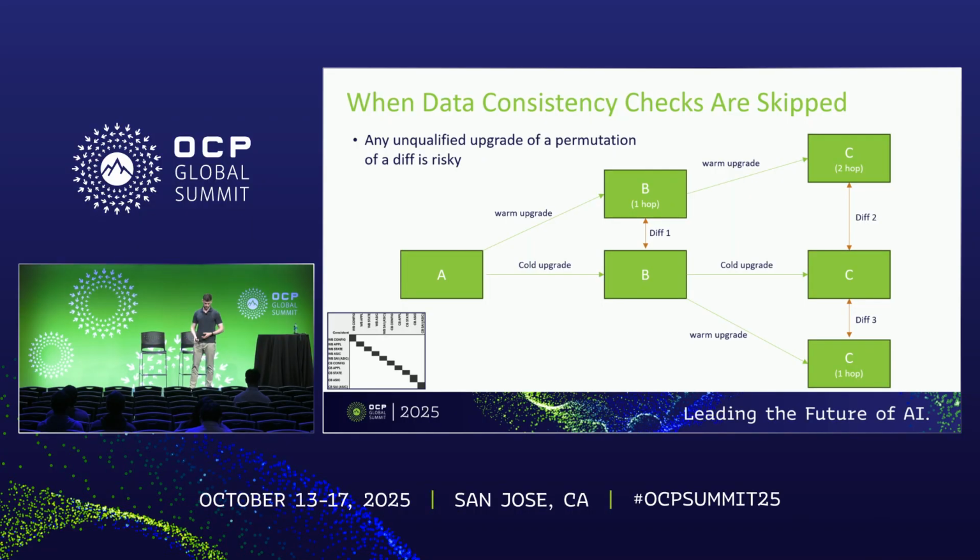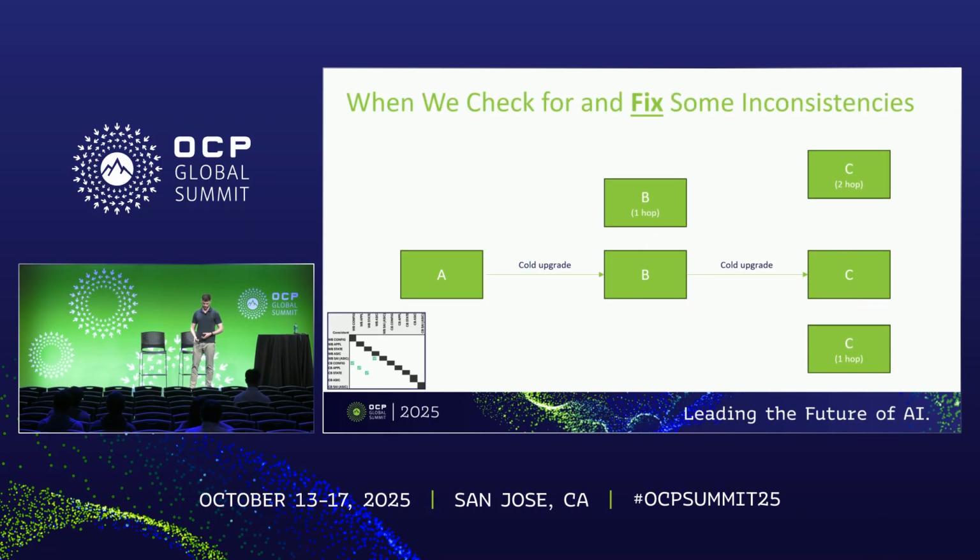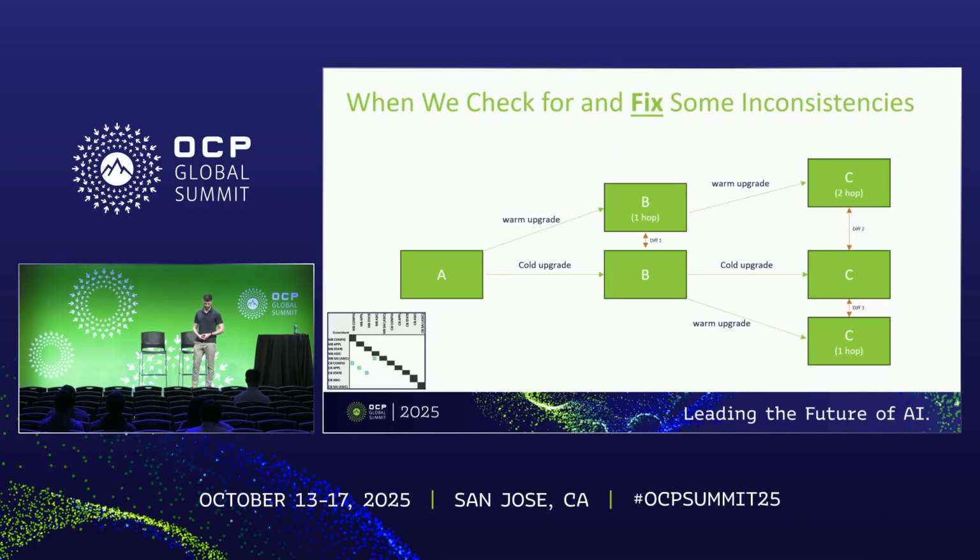But now with these 4 checks we have, we've found some differences, we've fixed them, and our differences have shrunk. And now the warm upgrade is a little bit less risky for impact to the data plane.